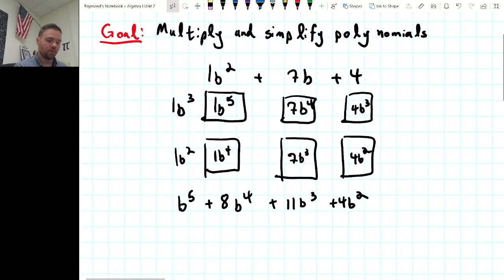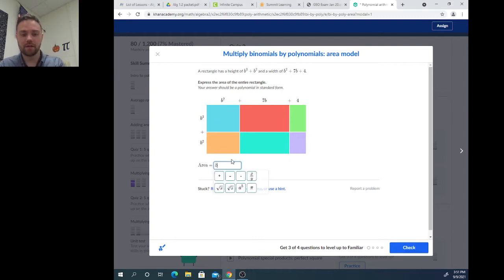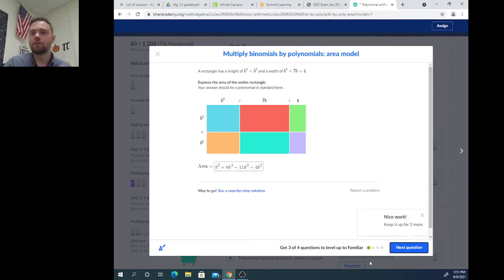And so when you're trying to multiply area, it's kind of helpful to think of it as length times width. It gets your mind in the mindset of multiplying something by something else to find the area. And we found the area to be b to the fifth plus 8b to the fourth plus 11b cubed plus 4b squared. So assuming I did all that correctly, yeah, that's okay. So we got it.